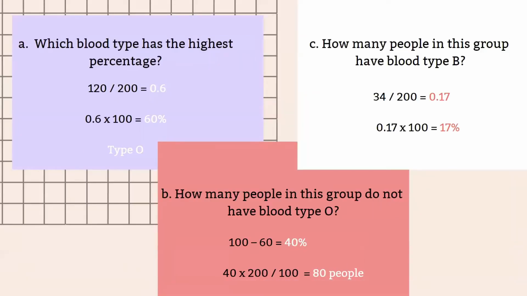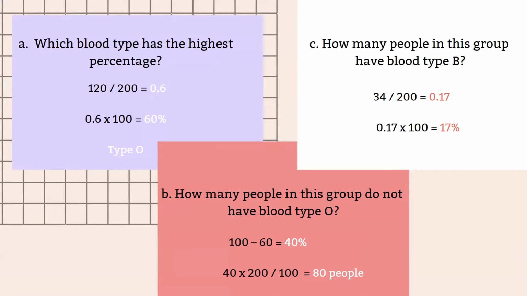To answer the given questions, we have letter A. Which blood type has the highest percentage? We have the type O, which has the greatest number of people. So 120 over 200 is equal to 0.6, and 0.6 times 100 is equal to 60%. So the answer is type O. Blood type O has the greatest percentage.